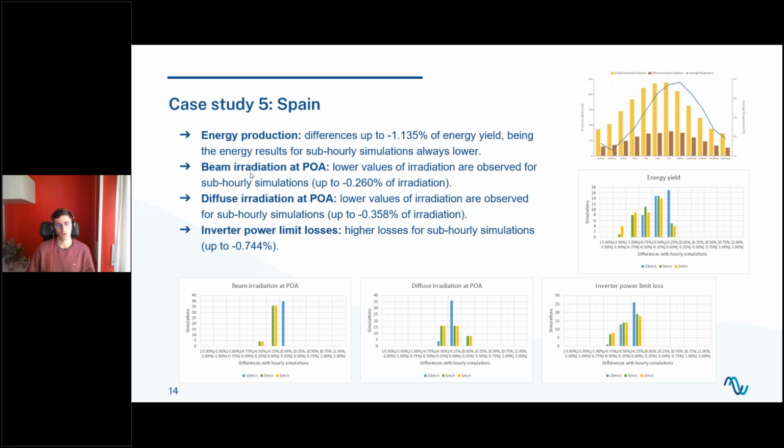We have less irradiance at the plane of array for both components, and the losses that we have for the inverter power limit losses, for the clipping losses, are higher for sub-hourly simulations. Again, we can see how the closer we are to 1 minute simulations, the higher are the differences.